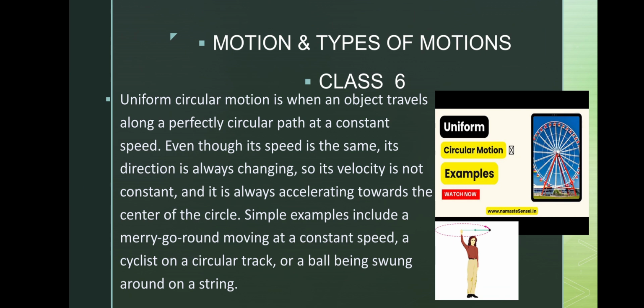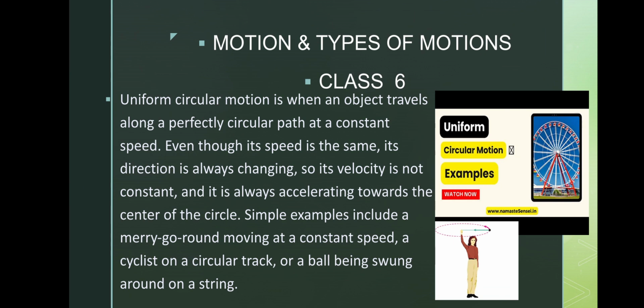Then there is uniform circular motion also. Uniform circular motion is when an object travels along a perfectly circular path at a constant speed. Even though its speed is the same, its direction is always changing. So its velocity is not constant, and it is always accelerating towards the center of the circle.